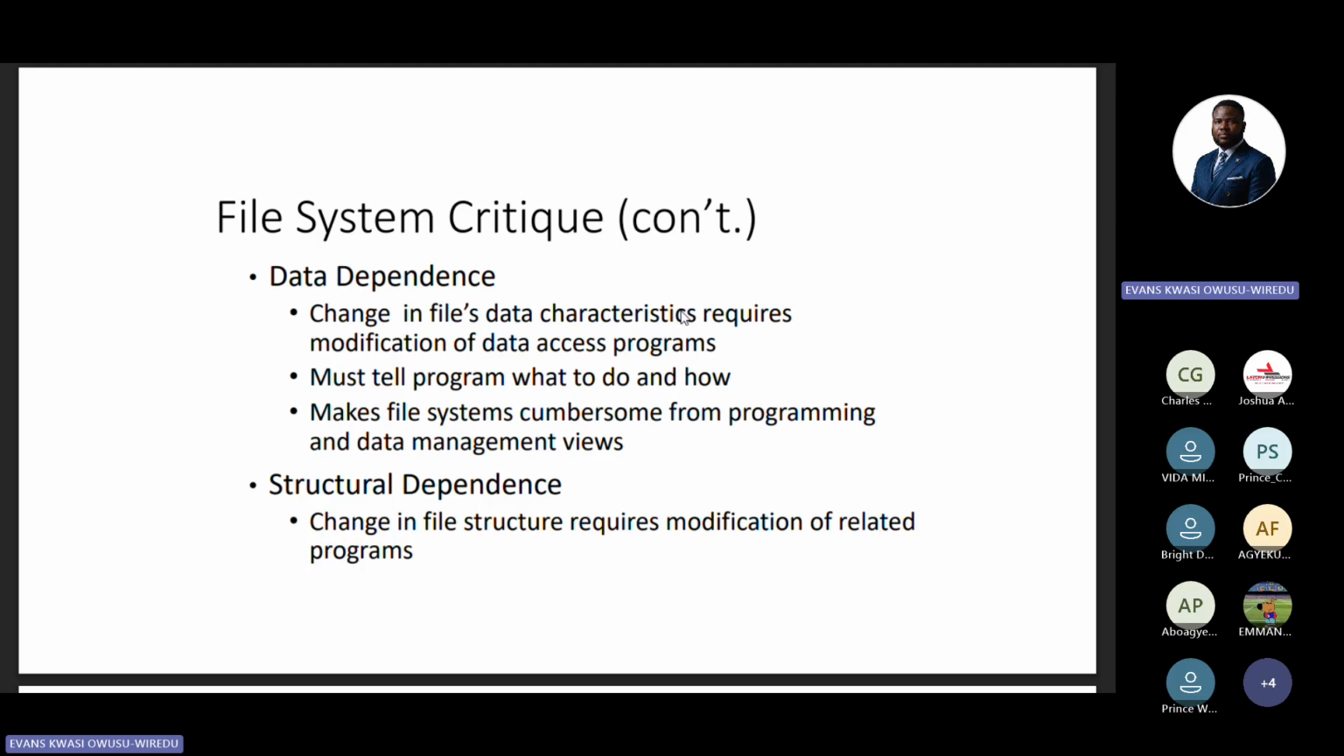All right, as usual, structural dependence. A change in file structure requires modification of related programs. So this means that when you change a file, or even the name of a file, in one department, the programmer has to go back and reprogram every other program that is related to that particular data that you are dealing with.